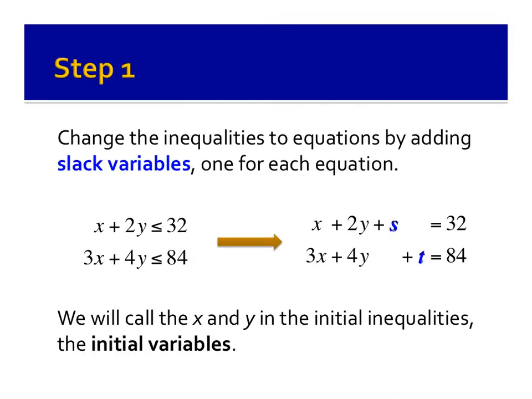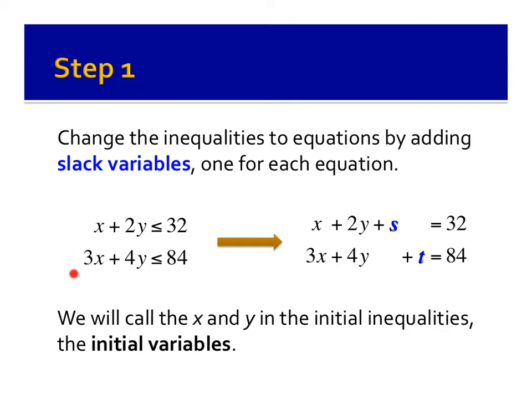So our first step is that we need to change these inequalities here on the left into equations. Okay, and the way we're going to do this is by introducing something called the slack variables. And so the slack variables are things that would make them equal. So for example here, x plus 2y is less than or equal to 32, but maybe we need to add some number s to make sure that it's 32.